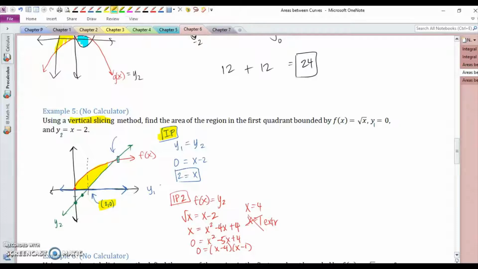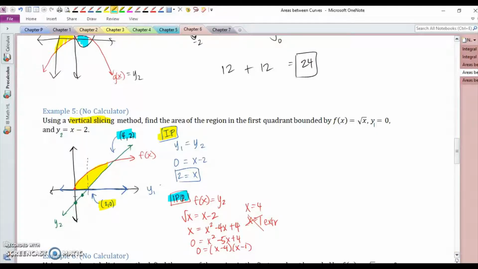Then I found the second intersecting point, which I never labeled because I didn't know it at the time. It looks like 4 comma something. I don't know, when x is 4, right? I could probably plug in a 4. I think it's 4, 2. And the way I got that was right here when I did intersecting point number 2.